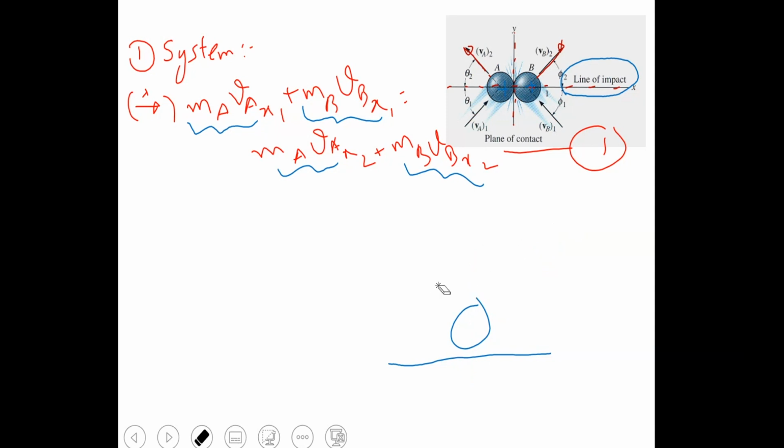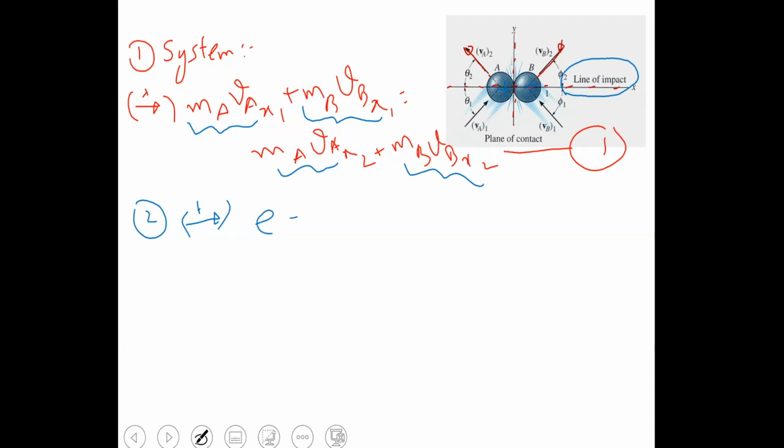Okay, so in step number 1, you applied conservation of momentum along the line of impact. So you get this equation number 1 in terms of the x components, or the components of momentum of these two particles along the line of impact. Okay, in step number 2, you are going to apply the coefficient of restitution equation on this same system along the line of impact.